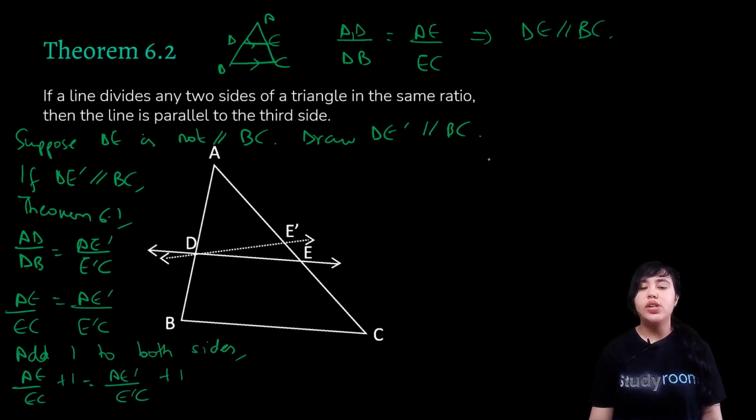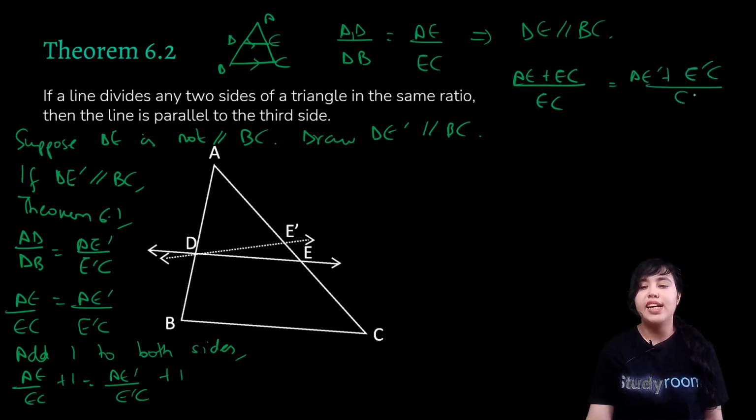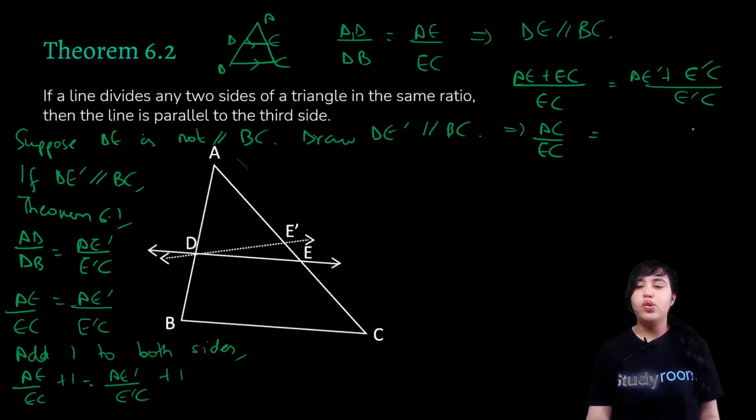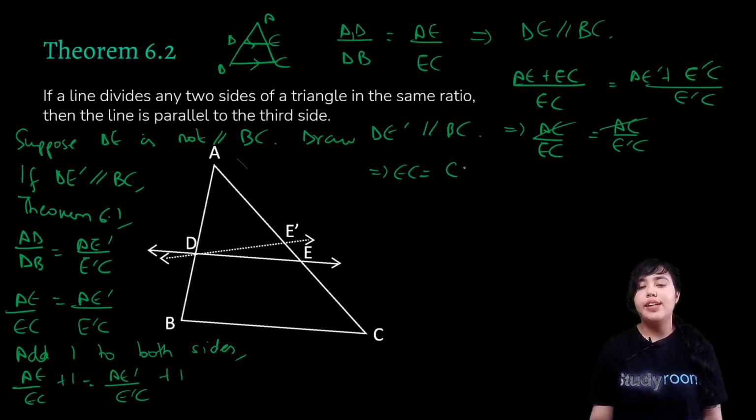Now once you get this, you can take the LCM, so it will give you AE plus EC upon EC is equal to AE dash plus E dash C upon E dash C. Now what is AE plus EC? This is actually your triangle side AC. So AC upon EC is what we are getting now. Then if you look over here, AE dash plus E dash C is also nothing but your side AC, upon E dash C. Now you can cancel AC. So you get EC is equal to E dash C.